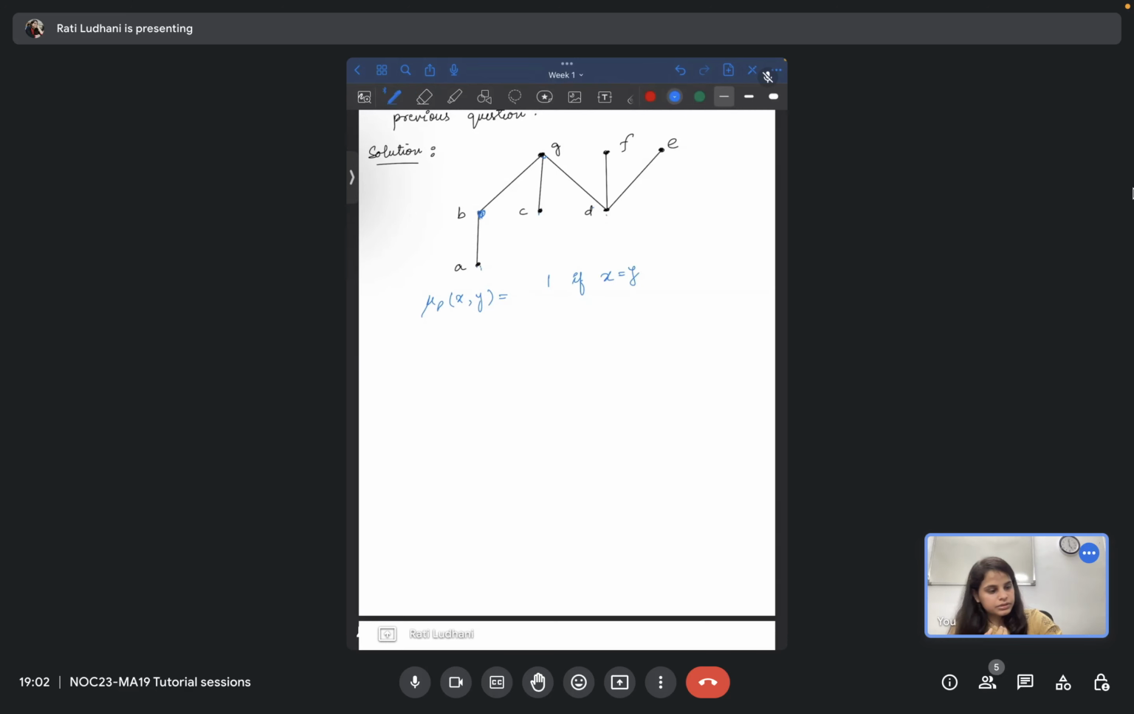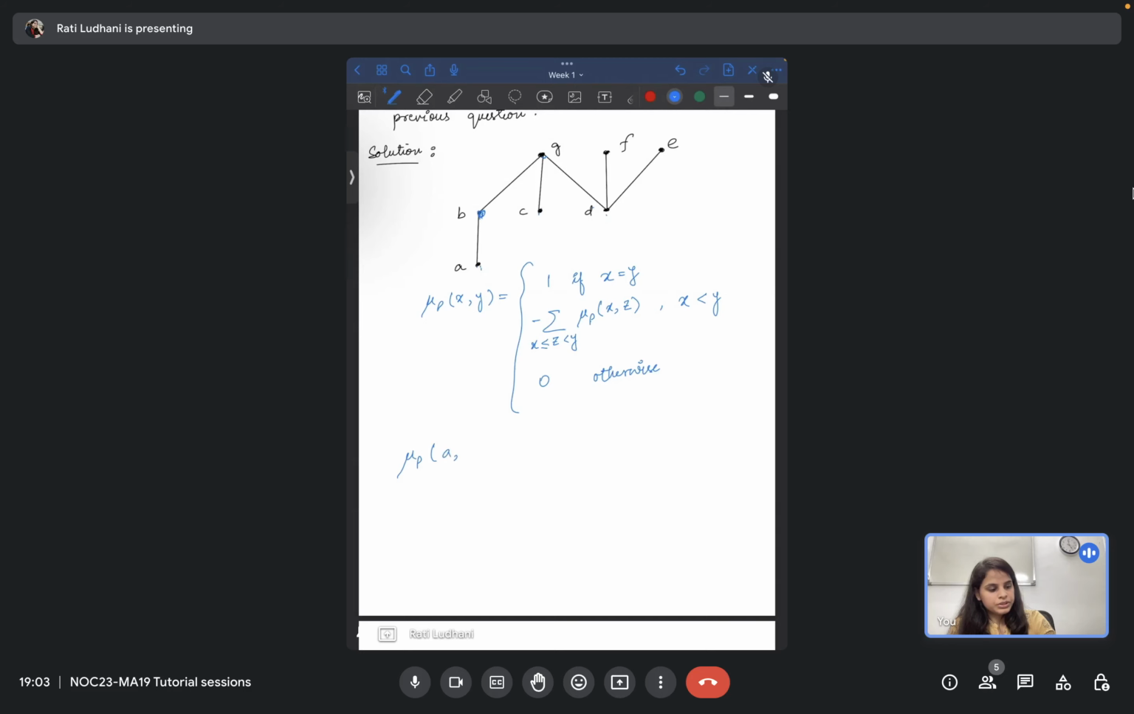I can make it bigger. Minus the summation of mu P of x comma z, where this is the relation, if x is strictly less than y, and you have 0 otherwise. If there is no relation between x and y, then 0, right? And even if x is greater than y, in that case also this is 0. So this is the formula for the Mobius function, right? So let's calculate in this scenario.